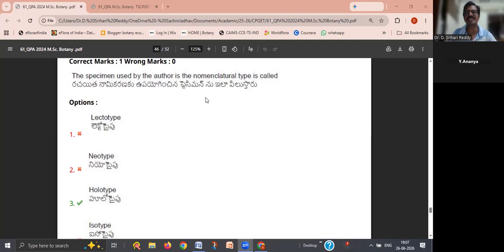What kind of nomenclature type? There are different kinds of nomenclature types here: lectotype, neotype, holotype, isotype. So these are all you study in the typification, in the taxonomy. So the answer is holotype. The specimen used by the author is called as holotype.